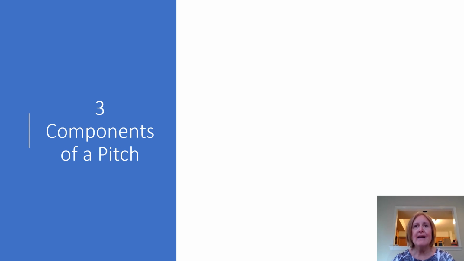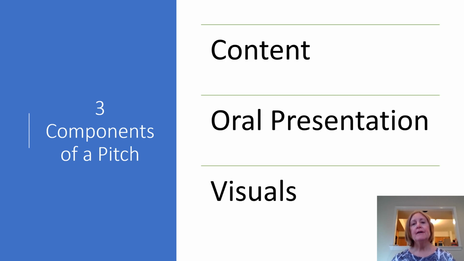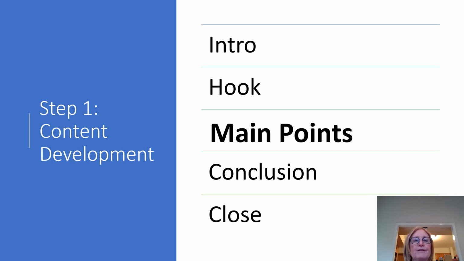So let's talk about how to create a really good pitch. There's 3 components to do that. The first is creating really good, concise content. The second is to be able to present that content and communicate it very well. And the third is to create really good graphics and visuals that support what you're trying to say. And so we're going to delve into each of those 3 components. Let's focus on step 1, content development.